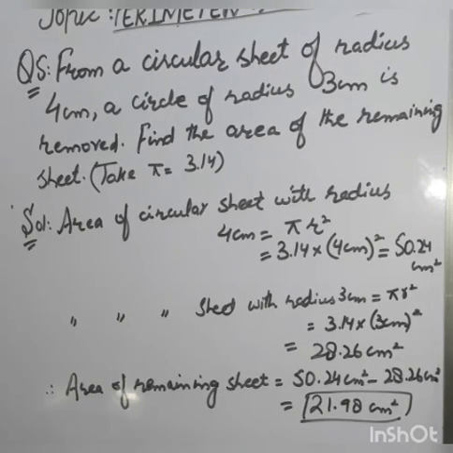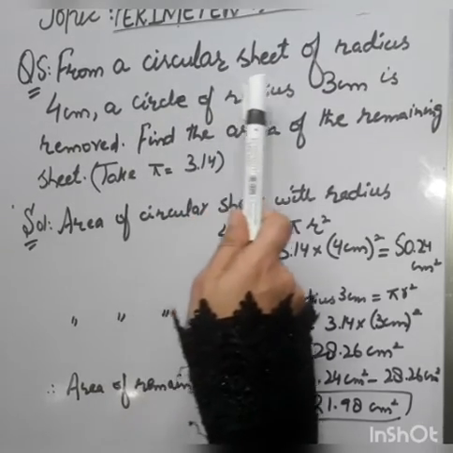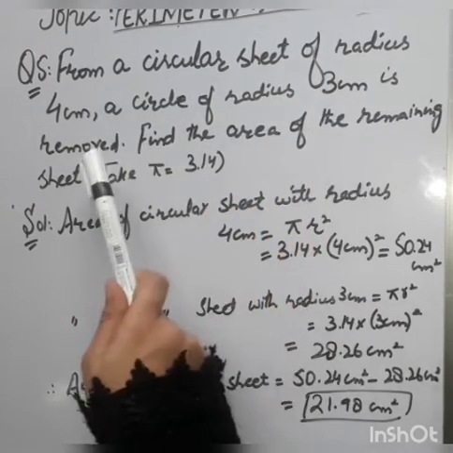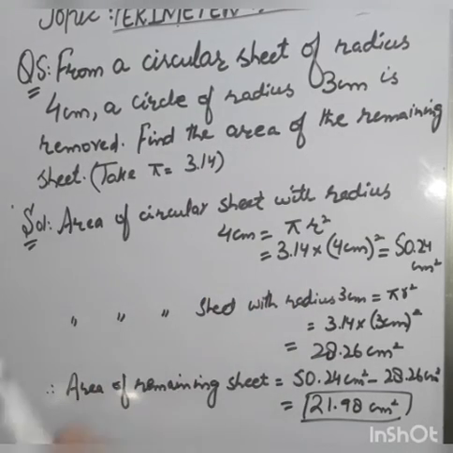Now students, question number 5 is, from a circular sheet of radius 4 centimeter, a circle of radius 3 centimeter is removed. Find the area of the remaining sheet.